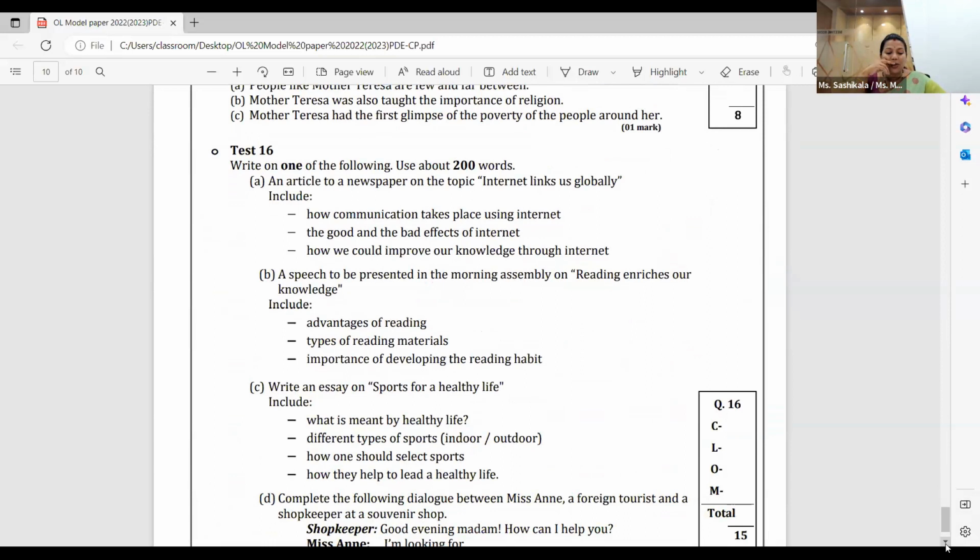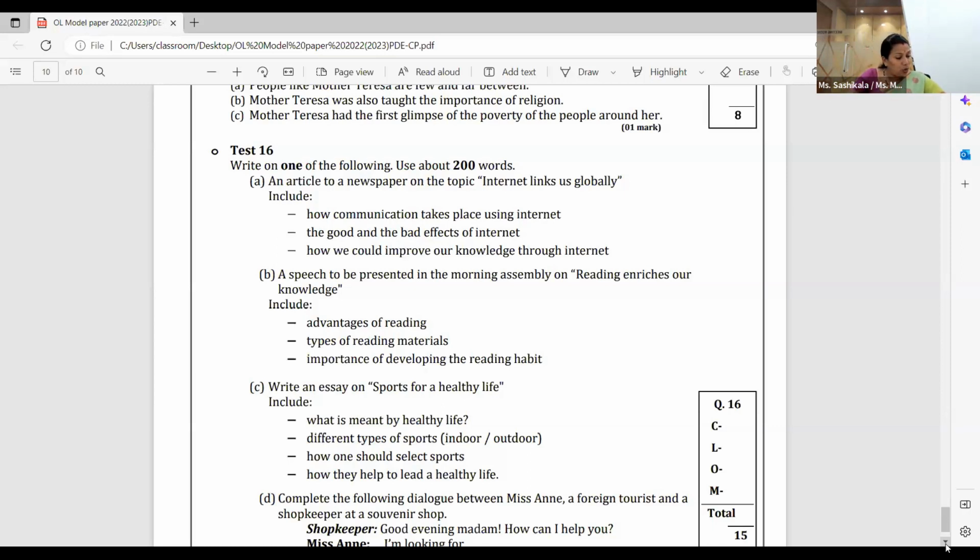Mother Teresa was also taught the importance of religion. We are not talking about religion. Mother Teresa had the first glimpse of poverty of the people around her. The very first one is the most appropriate. That means people like Mother Teresa are few and far between, very rare or do not happen very often. People like Mother Teresa are very rare. So that is the answer.